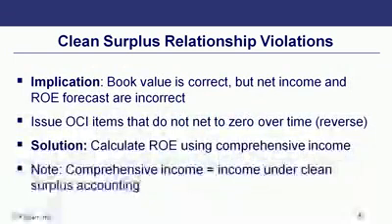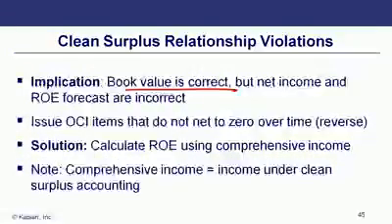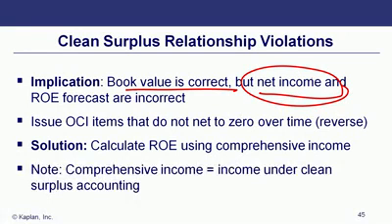So the clean surplus relationship violations implications. The book value is correct because when you add up all the equity, you still have OCI in there. But the net income and ROE forecasts are incorrect because they don't have these direct charges to equity, right?